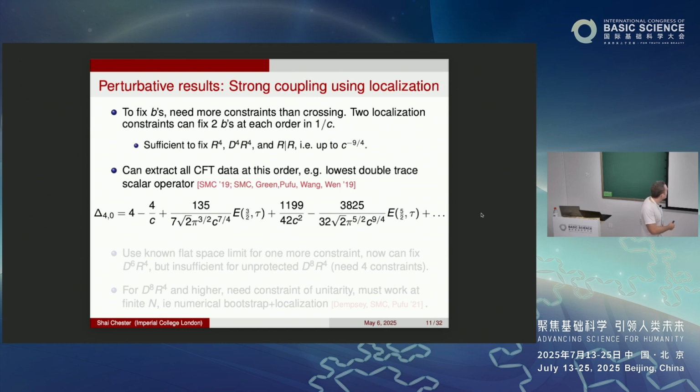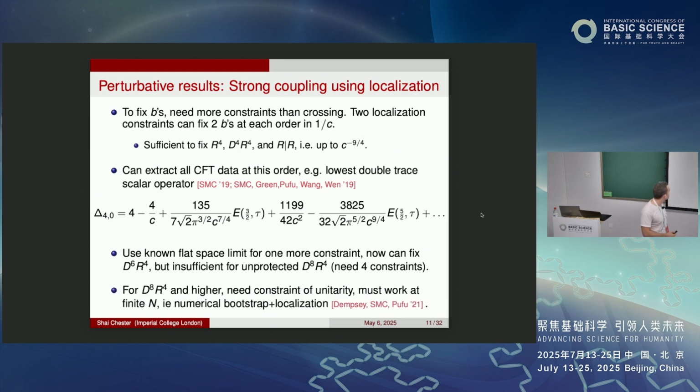So the simplest quantity would be this double trace scaling dimension. It starts at dimension 4. And then here are the supergravity correction, R to the 4 correction, one loop correction, and D to the 4 R to the 4. And notice that it depends on tau in this non-trivial way, in particular these non-holomorphic Eisensteins. But if you want to go beyond these protected corrections, you need a more powerful constraint. So you need the numerical bootstrap, which works at finite n, which is what I'll present next.